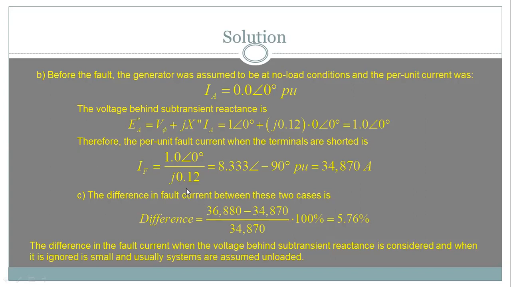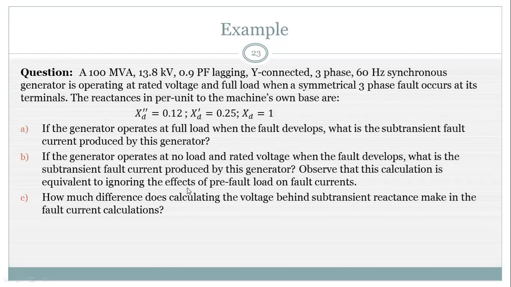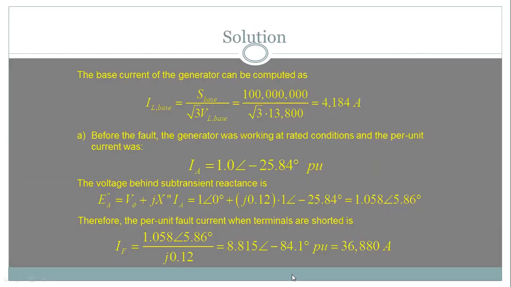That's why we use only subtransient reactance. But if the question has asked to solve the current for transient period or steady state period, then we have to use this transient or steady state reactance. So we can use this value as the demand of the question.